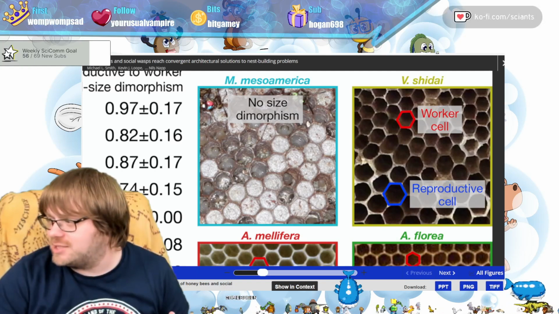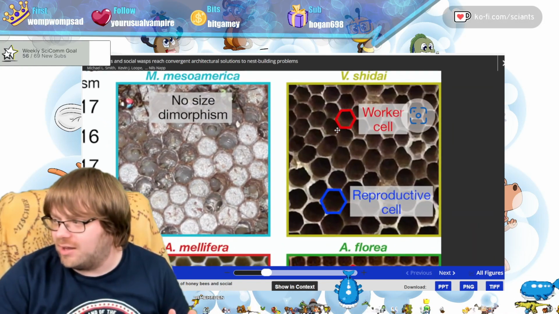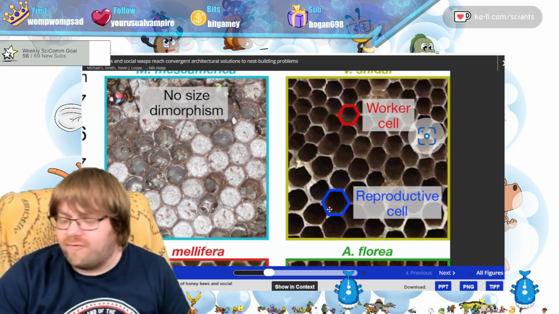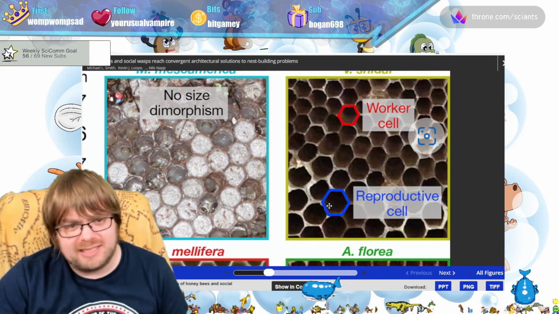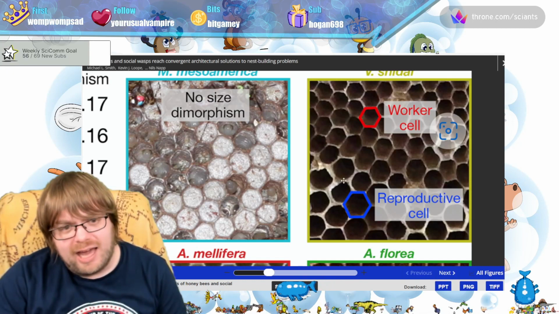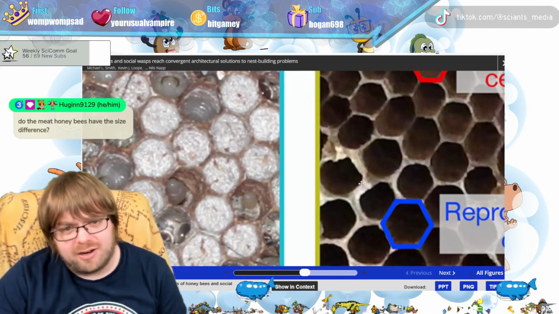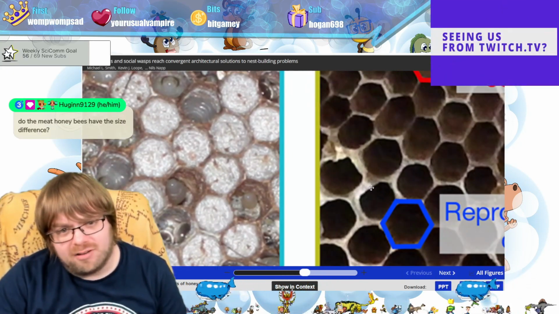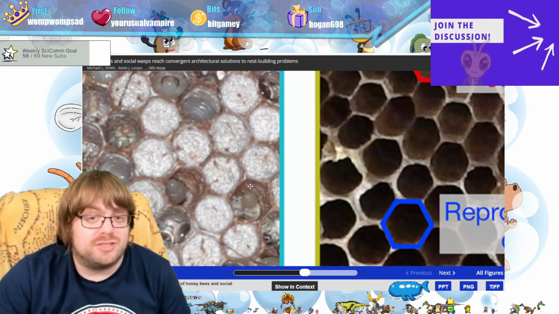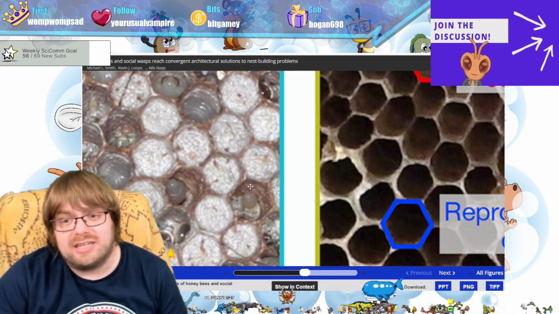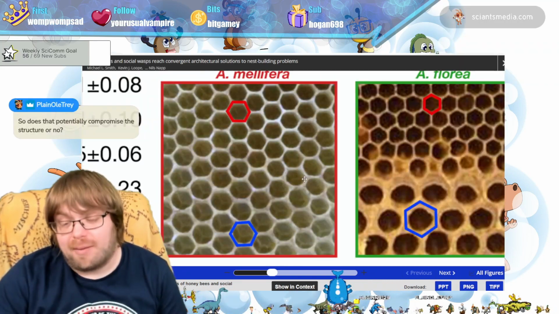So there are these species here. The worker cell and the reproductive cell are very different sizes, right? And so the idea is if they're so different in size, they cannot be repeating like this. You're going to have gaps here where this has a lot more material than this region here. And so it's a lack of efficiency. How do they get around wasting resources? So does that potentially compromise the structure or no?